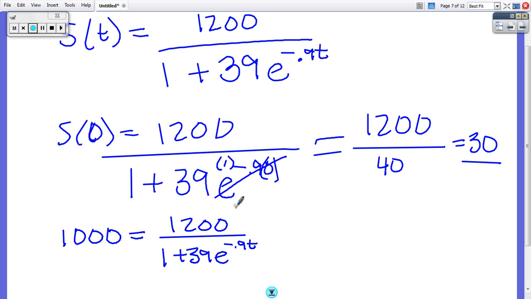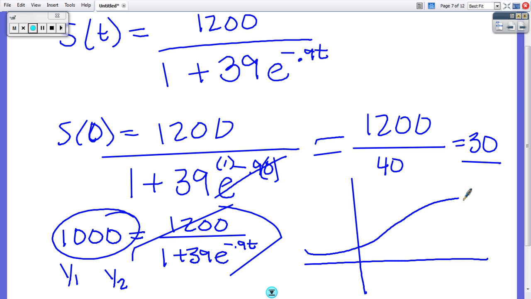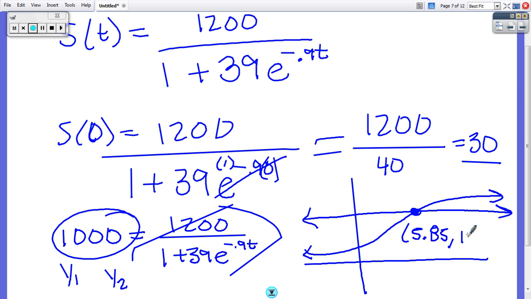And what I'm going to do is graph this in my y1. And I'm going to graph this in my y2, and I'm going to get some kind of graph that should look something like a normal logistic function. Remember, we talked about logistic functions already. Should get something that looks like that. Where are they equal? They're equal where they intersect. They intersect at about 5.85, comma 1,000. So what does that mean?